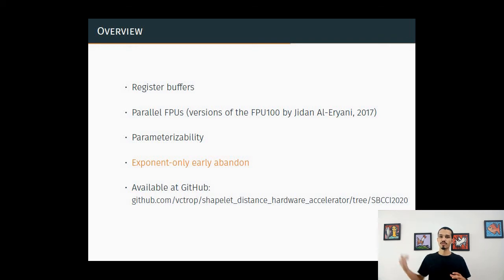Since we do it multiple times, to avoid a larger area overhead, we use only the exponent of the partial distances in comparison with the exponent of the current minimum distance. In this way, we are making use of the early abandon technique without adding too much hardware, and we will analyze how good this is.